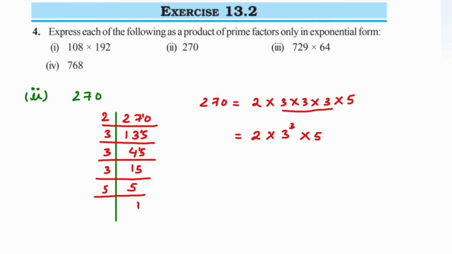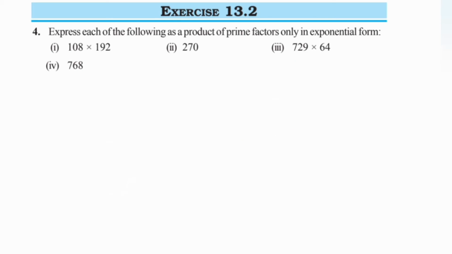Then the next question is 729 multiplied by 64. We'll do the prime factorization for 729, and we're going to do the prime factorization for 64 separately, and then we'll combine the factors. So we'll start with 729. 729 is an odd number. So we have to take 3 as the first prime factor.